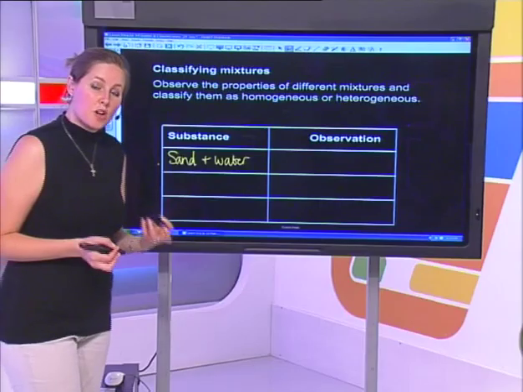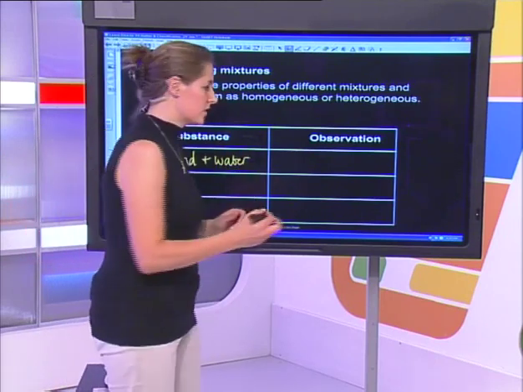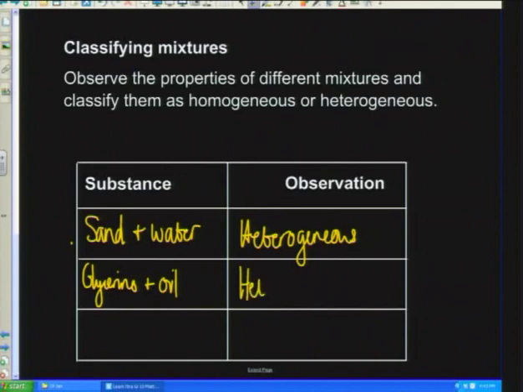Was it a homogeneous or a heterogeneous mixture? We could see the different particles, so it would be a heterogeneous mixture. The next one we had was the glycerine, and we had the glycerine with oil, and again that was heterogeneous.